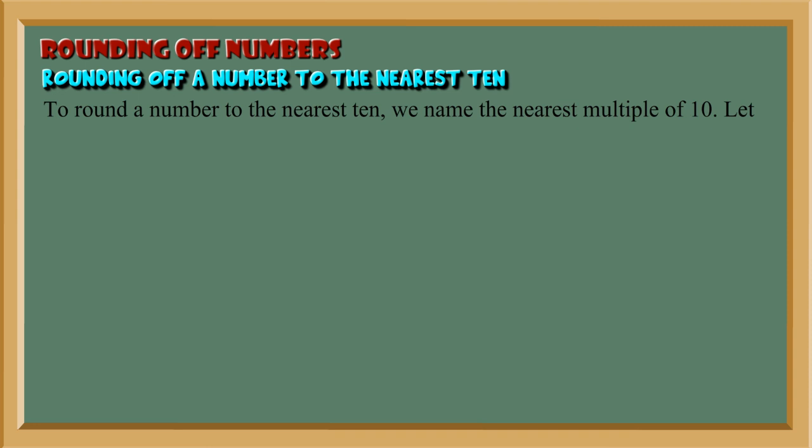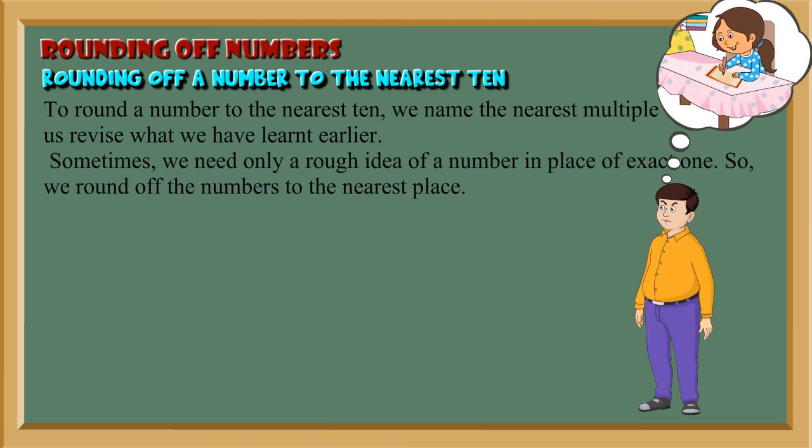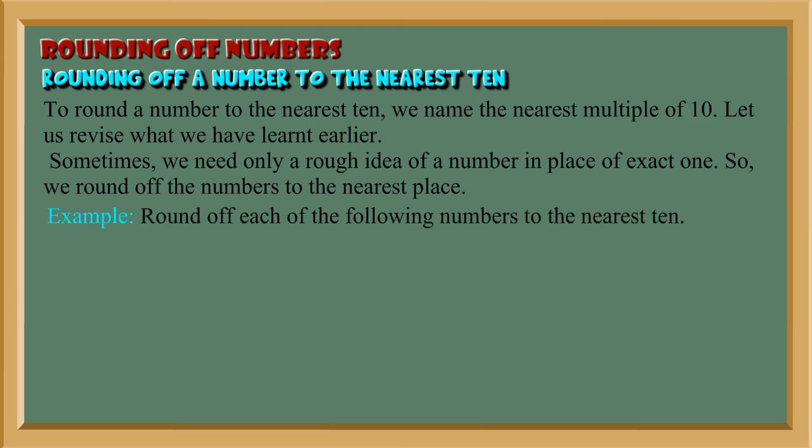To round a number to the nearest 10, we name the nearest multiple of 10. Let us revise what we have learnt earlier. Sometimes we need only a rough idea of a number in place of the exact one. So, we round off the numbers to the nearest place. Example: Round off each of the following numbers to the nearest 10. A. 394, B. 346, C. 4765.